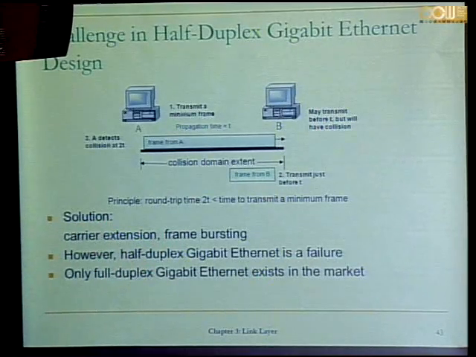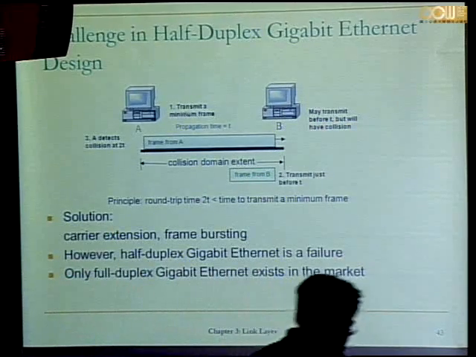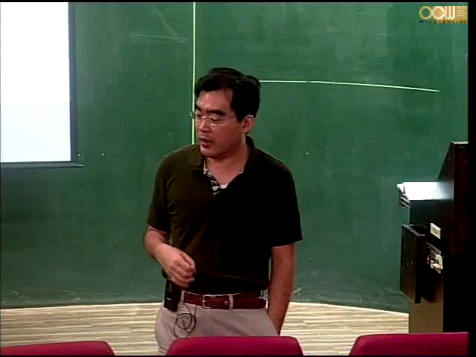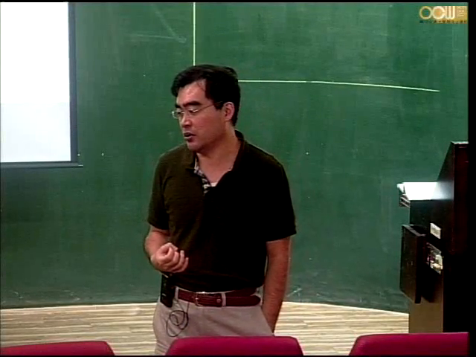Although there are solutions for Gigabit Ethernet half duplex mode, half duplex is still a failure. So in the market, Gigabit Ethernet is only running in full duplex mode. In the product, you would not see half duplex Gigabit Ethernet. It'll be just full duplex. That's because of this problem: I finished transmission fast before I sensed the collision detection, which is a bad thing.